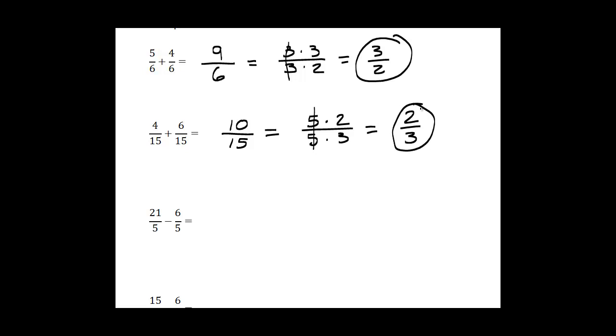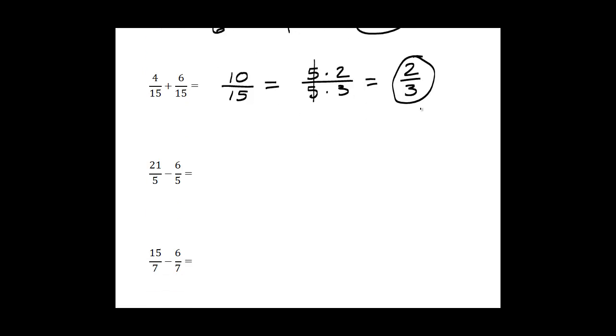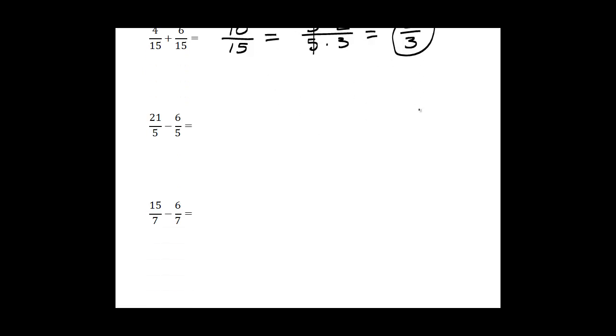All right, let's look at subtraction now. We have seen how addition works. Let's see how subtraction works. Again, we have common denominators, 21/5 minus 6/5. We have 5 as a denominator in both. This one I'll write the step. We have 21 minus 6 over that common denominator of 5.